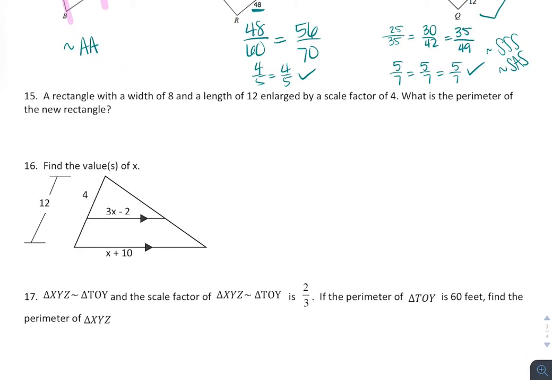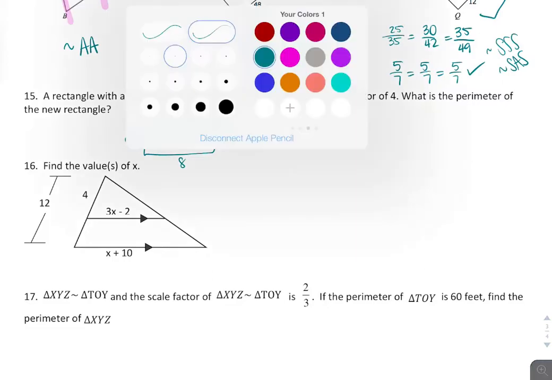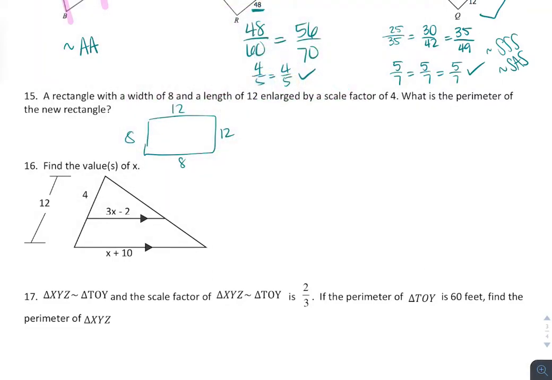All right, so number 15, it says a rectangle with a width of 8 and a length of 12 is enlarged by a scale factor of 4. So what we can do is have our four sides listed. If they're increased by a scale factor of 4, then that means, oh, I have that drawn wrong, sorry. I have 8 and 12. 12 is going to become 48, and 8 is going to become 32 because we just multiplied them by 4. So the easiest way to do this one, in my opinion, is just to add those four sides up. So if you add them up, you are going to get a perimeter of 160.